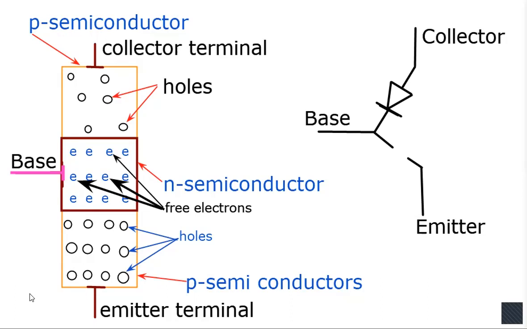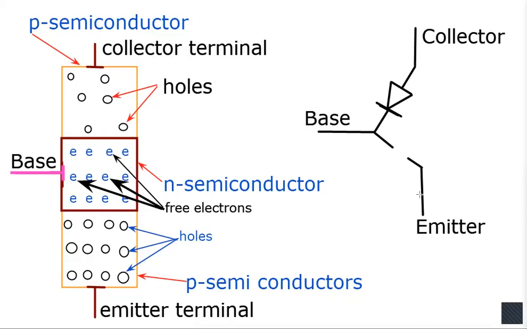Next star point. When a diode is forward biased, a current flows through it from P to N direction.